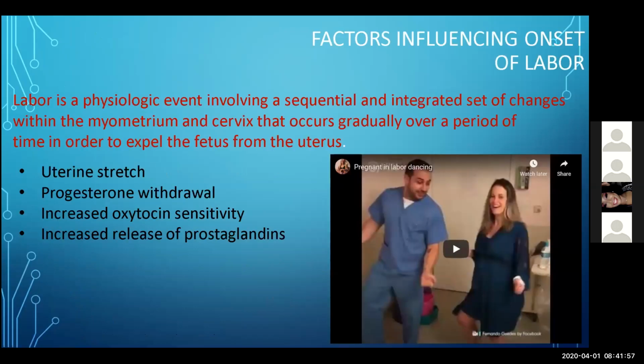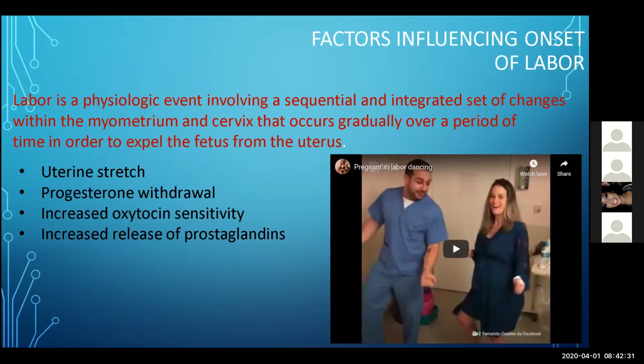So what is labor? Labor is the physiologic event involving a sequential and integrated set of changes within the myometrium and cervix that occurs gradually over time in order to expel the fetus from the uterus. There are several conditions that we know to be present whenever labor begins, but we really aren't exactly certain what triggers the labor process. What we do know is that the distension of the uterus causes irritability and contractility.